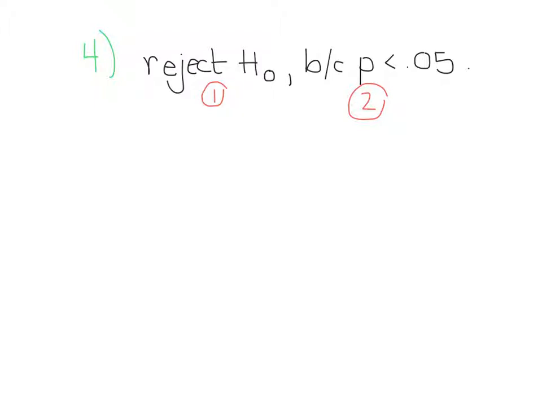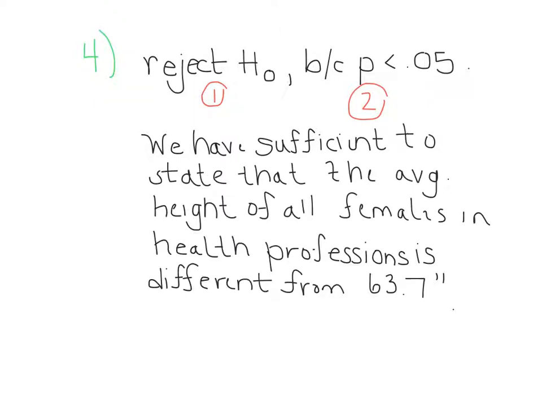The third thing in our conclusion is to state in context what we believe to be true of the alternative hypothesis. Well, if we're rejecting the null, then we believe the alternative is true. So we can say that we have sufficient evidence to state that the average height of all females in health professions is different from 63.7 inches. So we rejected the null, so we believe we can say that the alternative is true. Remember, we haven't proven this, but we have very strong evidence that that is in fact the case. So that is the third part of our conclusion. What did we decide about the alternative hypothesis?